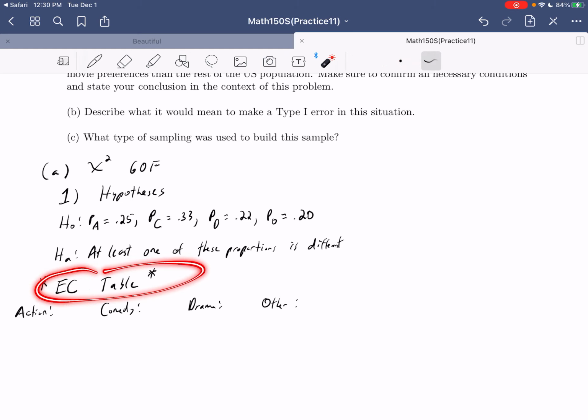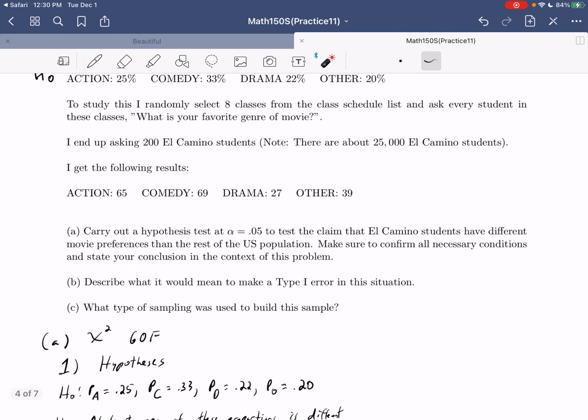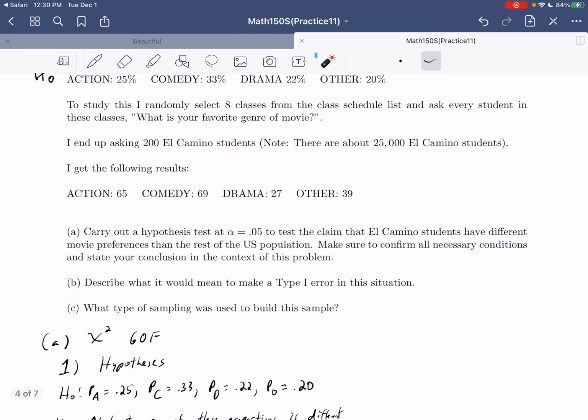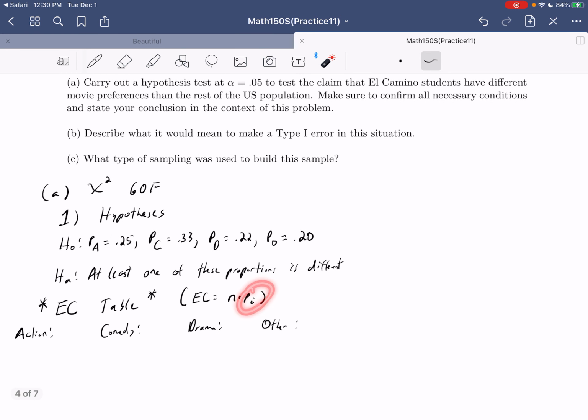Well, the formula for this expected counts table for chi-squared goodness of fit is that the expected counts is n times p sub i. What is the n? Well, as always, that's the sample size. What was that in this case? It's going to be those 200 El Camino students. And what are those p sub i's? Well, it's each of the values of the null hypothesis. So for action, we're going to be taking 200 times 0.25, and we should get that the expected count there is 50.